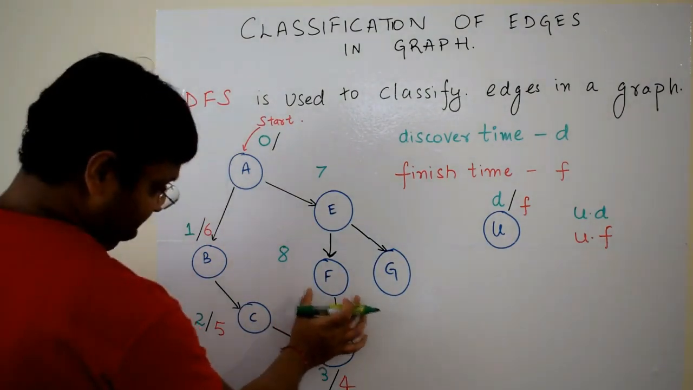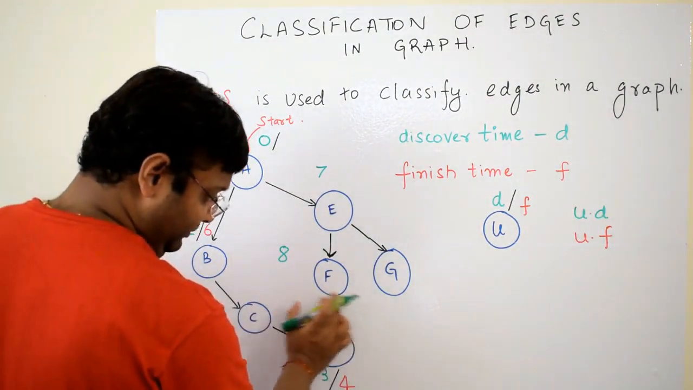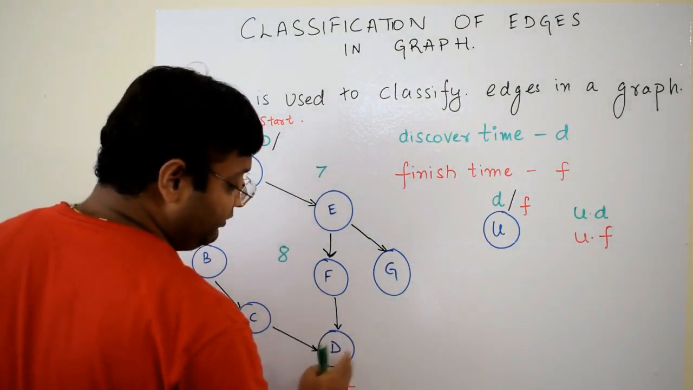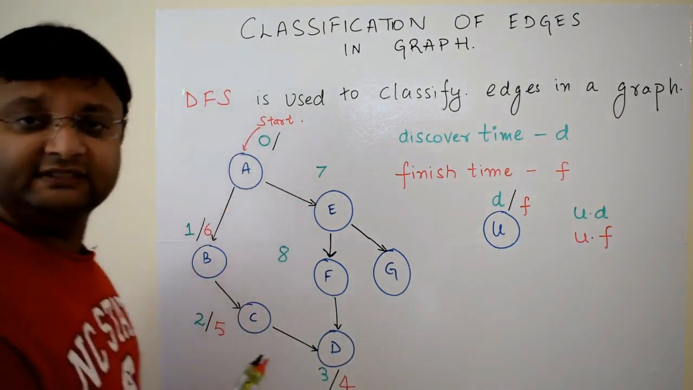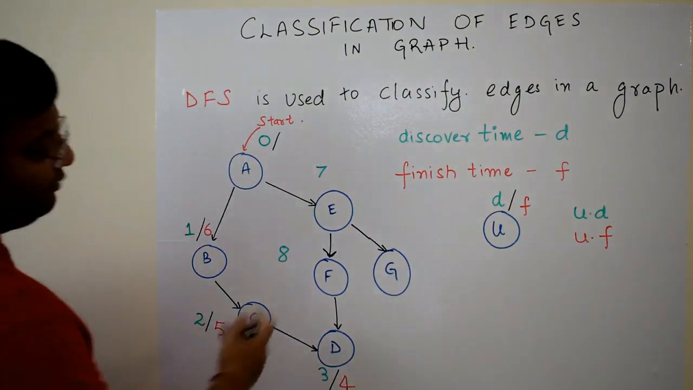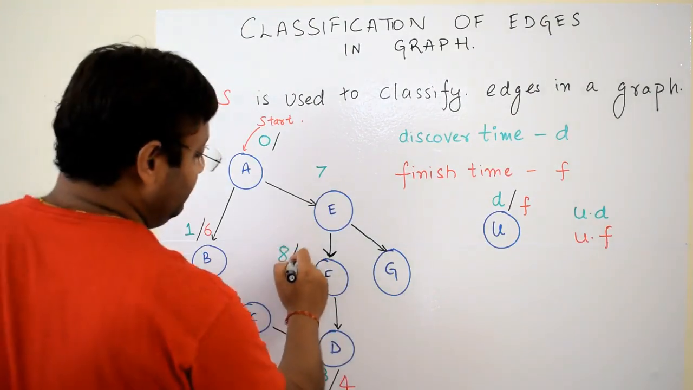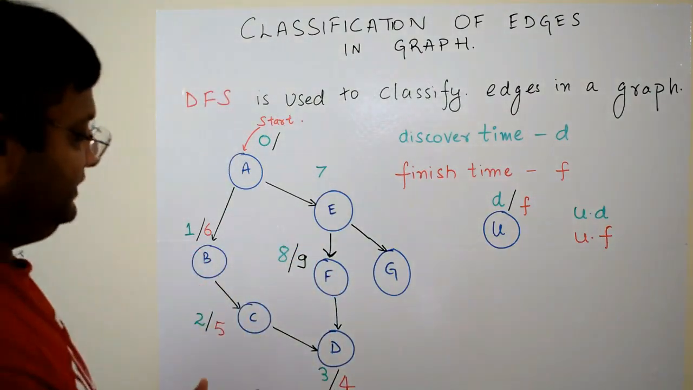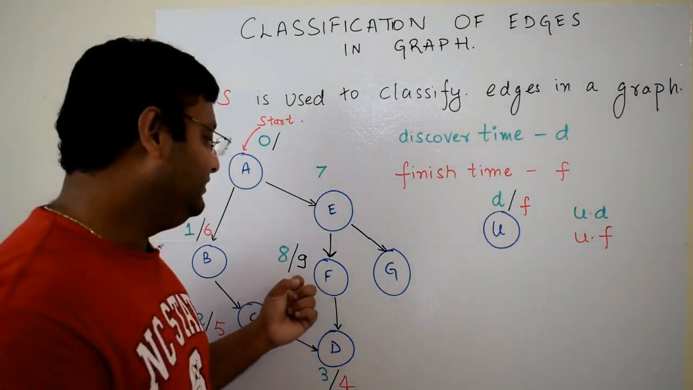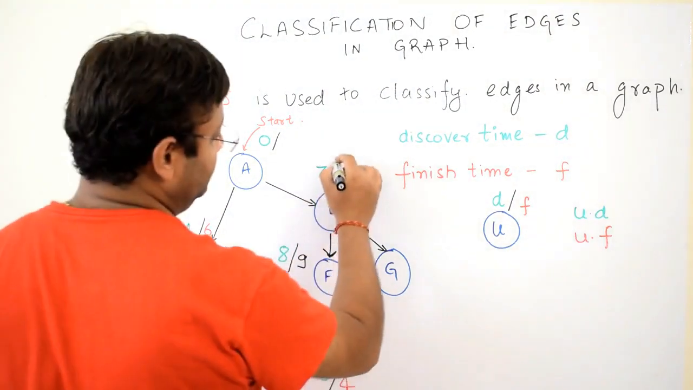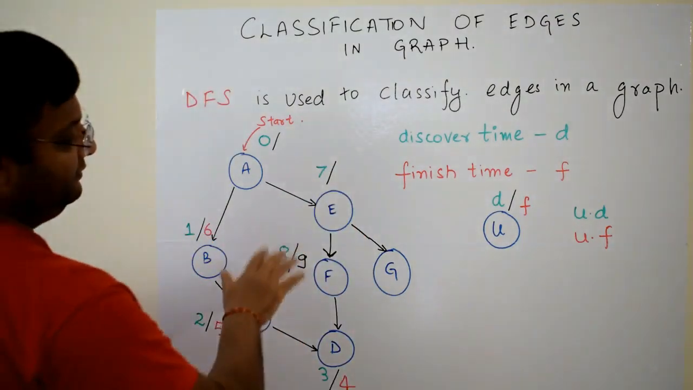Now is there anything that needs to be discovered from F? Yes, there is one node D, but it has already been visited, so it has already been explored. So there is nothing to explore. So what do we have to do now? We have to backtrack. So I am backtracking at time 9, and I mark it as the finish time of node F.